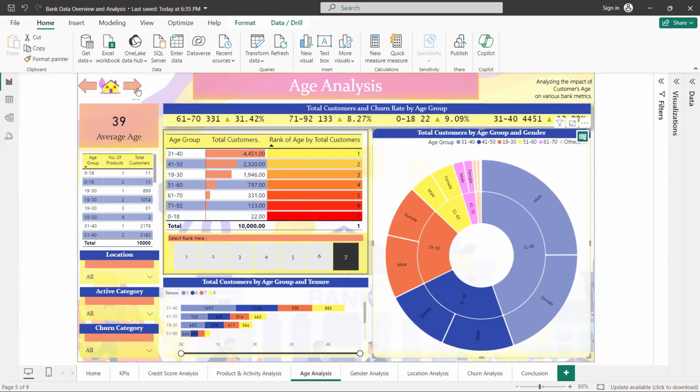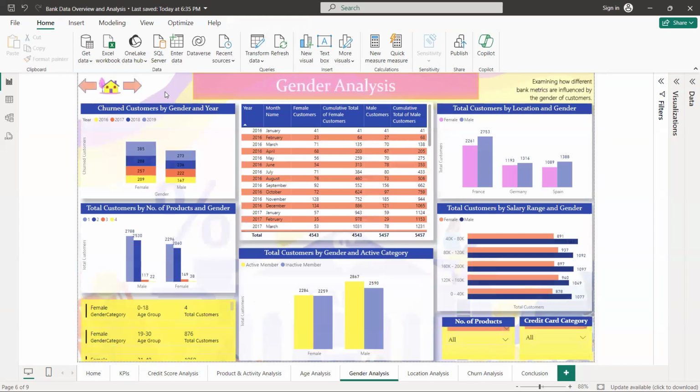And moving on. Here we have a gender analysis. Here we'll be examining how different bank metrics are influenced by the gender of customers. First, we have a stacked column chart. This shows the number of churned customers segmented by gender and year.